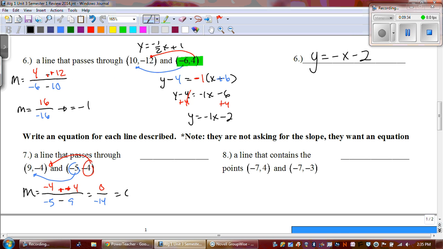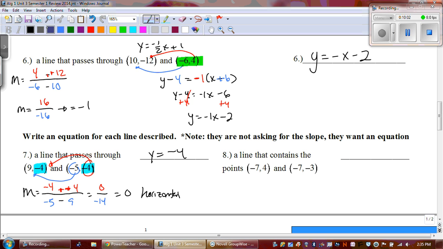But if my slope is 0, that means I have a horizontal line, which means it's a y equals graph. It's just y equals a number. So let's look at what y equals. Oh, y equals negative 4 because it's the same number. Okay, if you notice that right away, you can skip through the answer.